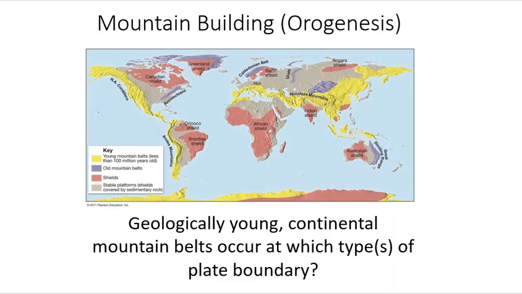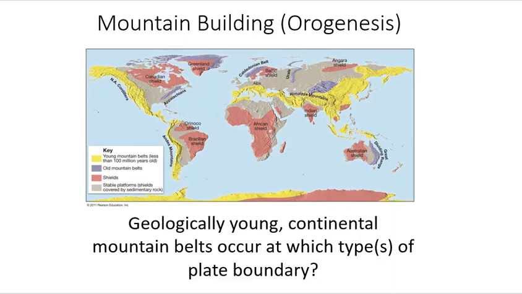Hello, everyone. Welcome to the Chapter 14 narrated PowerPoint. This is the first of two PowerPoints that's going to cover mountain building, what's also called orogenesis. And in this introductory slide, all I'm really attempting to show you is where Earth's continental mountain belts occur. And you can see by the different colors the relative ages of these different mountain belts.